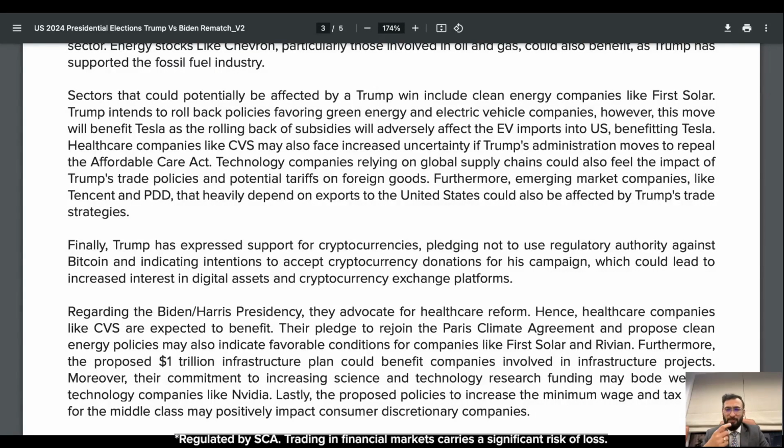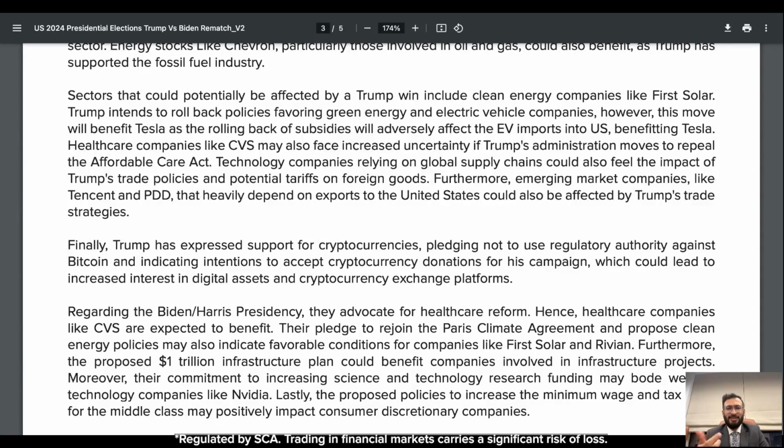So again, this can benefit Tesla. Why? Because Trump has talked about rolling back the subsidies, which affects the EV imports into the US. Now, Tesla is a US-based EV company. So if there is, for example, no motivation for EV imports, then Tesla benefits because then the regional EVs made by Tesla get more considered. So demand for Tesla increases. So that's why Tesla stock might benefit.